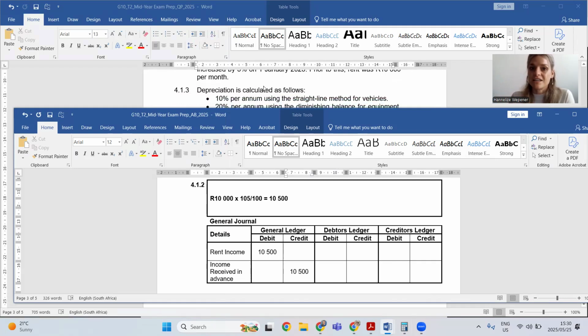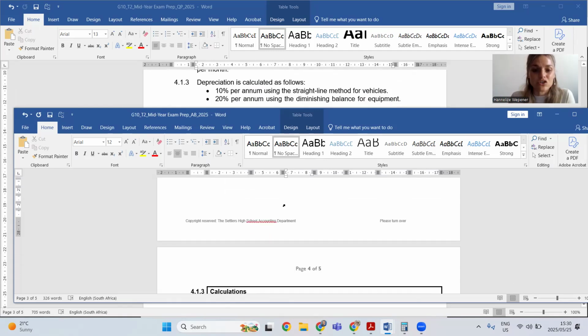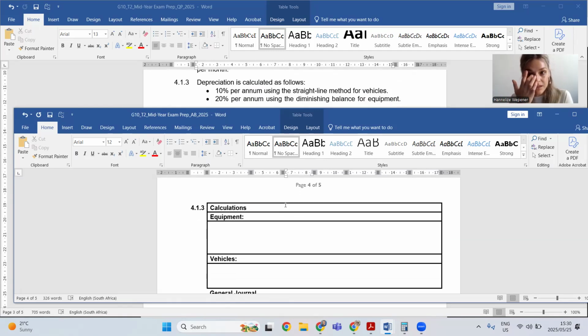Next up, depreciation, our lovely old friend. So for vehicles, it is at 10% using the straight line method. So straight line method meaning that it is on cost. So I like to then just include somewhere that I don't have to continue going back to the question paper, 10% at cost. And then for my equipment, it's 20% at carrying value, because diminishing balance means on the carrying value being cost minus accumulated depreciation on the first day of the current financial year.